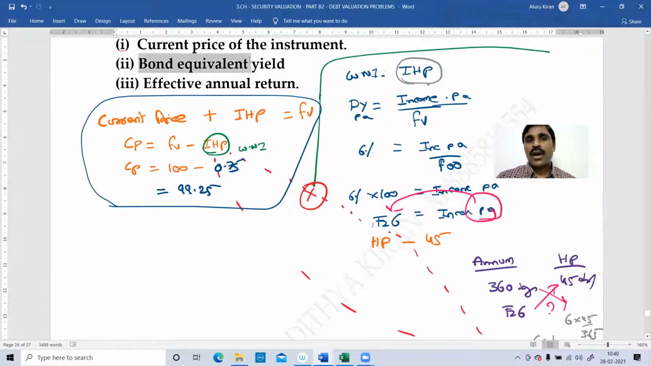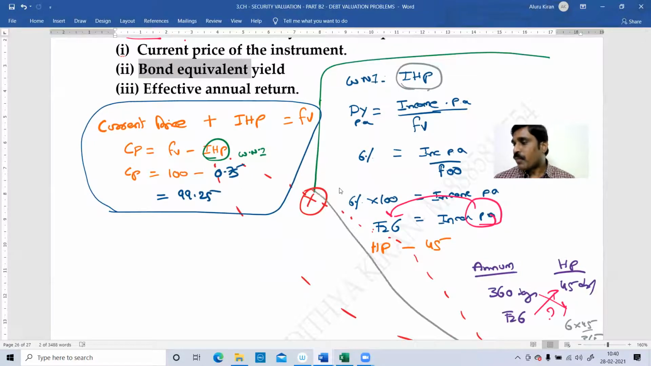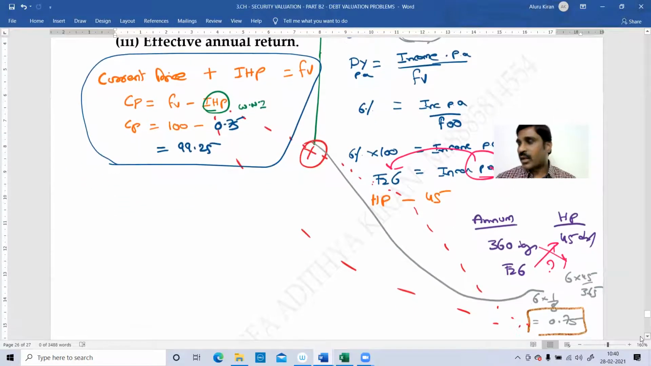Next concept is bond equivalent yield. As I told you, bond equivalent yield and discount yield are both computed using the per annum interest.